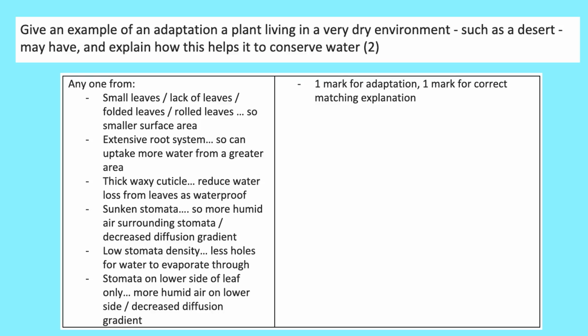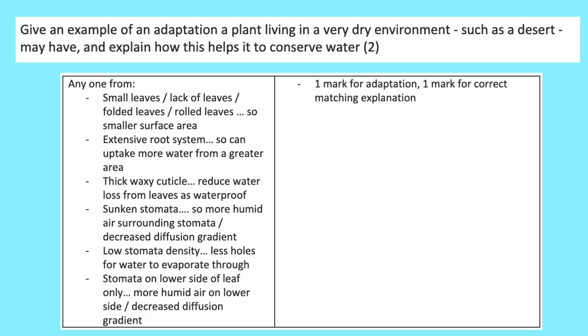So, you can say any one of the following. You can have small leaves, or lack of leaves, or folded leaves, or rolled leaves. All of these will reduce the surface area from which water can evaporate from. An extensive root system, so that means the roots extend over a very large area, and that means that they can uptake water from a greater area of the soil.